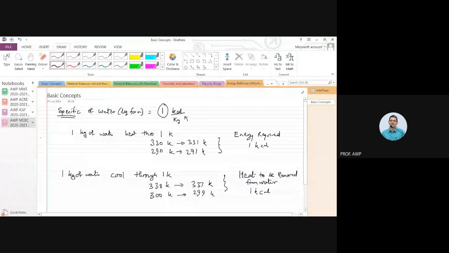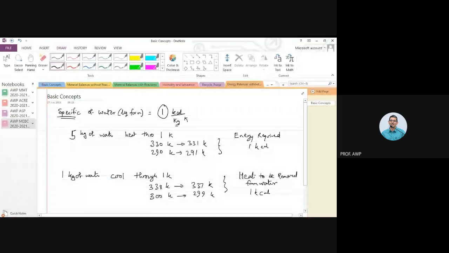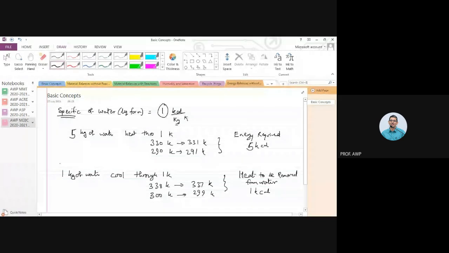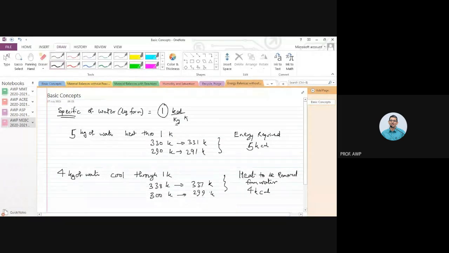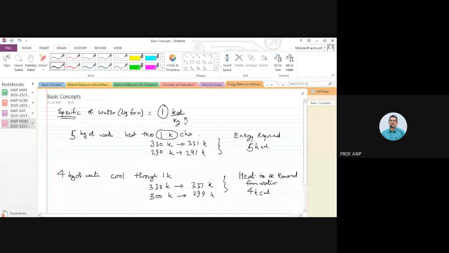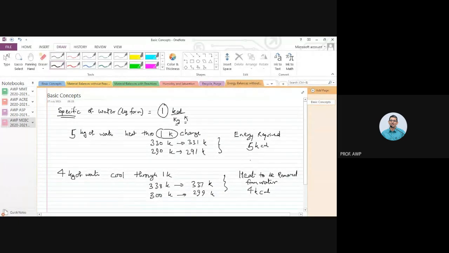And it is an intensive property in the sense that it does not depend on the amount of matter, because we are writing per unit mass, right? So for example, if I take 5 kgs of water and I want to heat it through 1 Kelvin, the energy required would simply be 5 kilocalories. Or if I want to cool 4 kgs of water by 1 Kelvin, the amount of heat to be removed would be 4 kilocalories, right? We are writing per unit Kelvin, that means for a 1 Kelvin change, the amount of heat required for these 5 kg is 5 kilocalories.